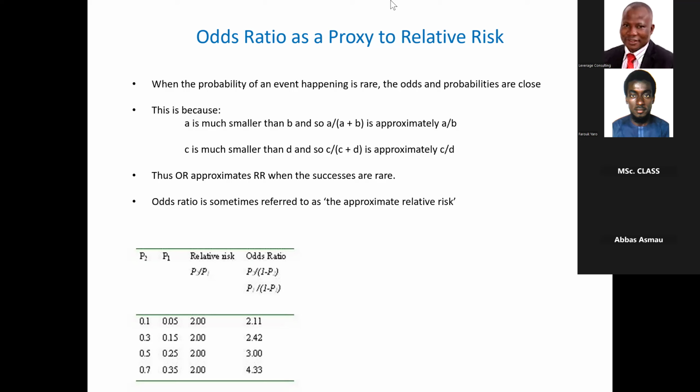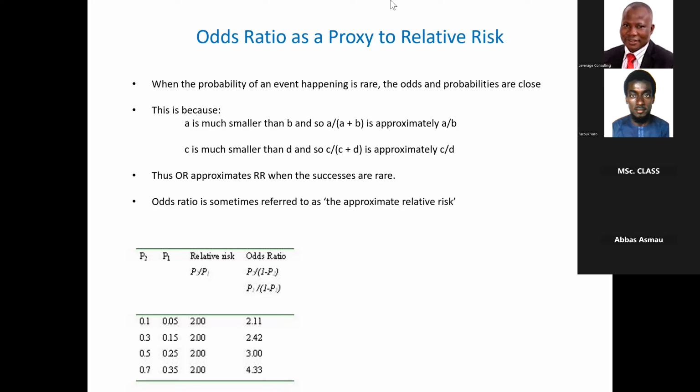The risks. So when you compare the two risks, can you imagine two groups? If the risk among the exposed is 0.1 and the non-exposed is 0.05, the relative risk is 2 and the odds ratio is 2.11. If the risk is 0.3 among the exposed and 0.15 among the non-exposed, the relative risk is 2. The odds ratio, can you see, is 2.42.